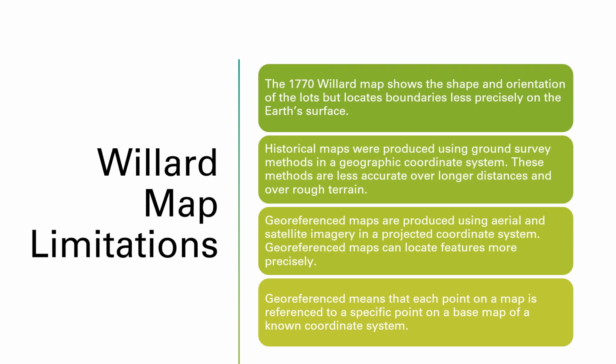The 1770 Willard map shows the shape and orientation of the lots, but locates boundaries less precisely on the Earth's surface. Historical maps were produced using ground survey methods in a geographic coordinate system. These methods are less accurate over longer distances and over rough terrain, and rough terrain is a factor in this case study. Georeferenced maps are produced using aerial and satellite imagery in a projected coordinate system. Georeferenced maps can locate features more precisely. Georeferenced means that each point on a map is referenced to a specific point on a base map of a known coordinate system. In part 2 of this series, you'll see how that map was constructed.